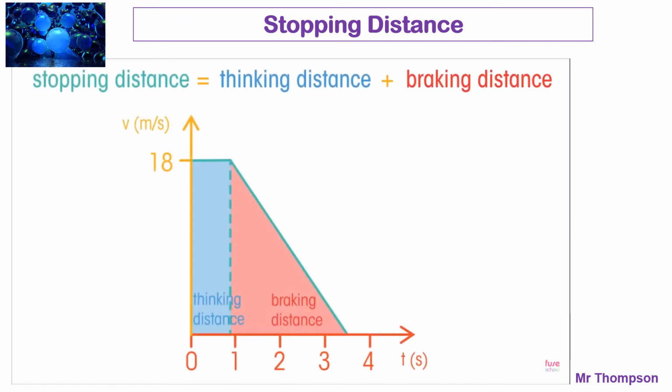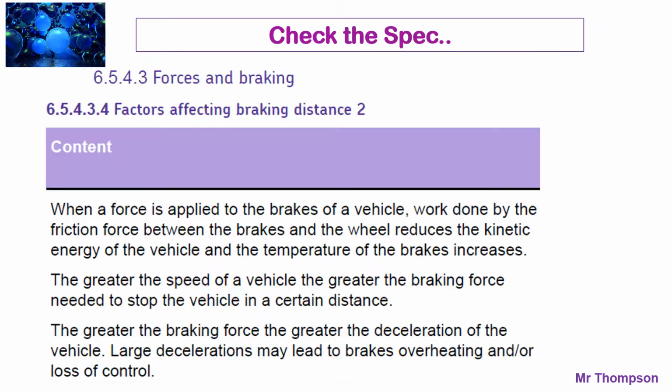So we have this graph in the previous slide showing that the area under the graph is made up of two parts: the thinking distance, where you're traveling at a steady speed while you're reacting, and your braking distance while you're slowing down. So here are the factors, here are the things I want to focus in on.